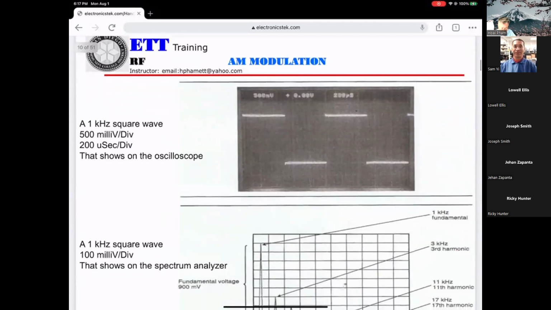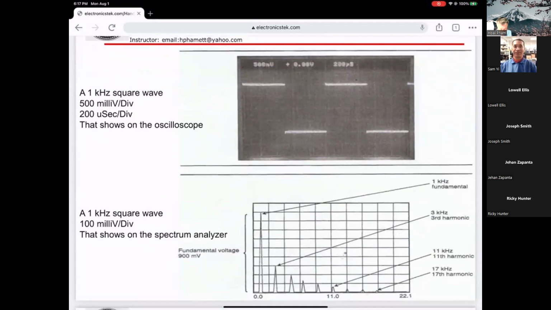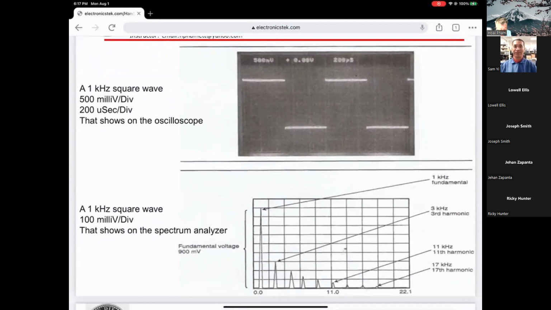And now they also show you a 1 kilohertz square wave on the oscilloscope, and another one on the spectrum analyzer. It shows you, okay, 1 kilohertz square wave, 100 millivolts per division. So the first one you get is the fundamental, 1 kilohertz. The third harmonic will be 3 kilohertz. Fifth harmonic, okay, and so on. They can go up to the 70th harmonic, but those will be very, very small.